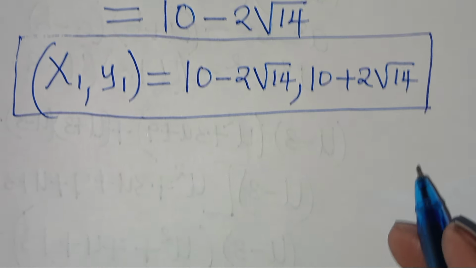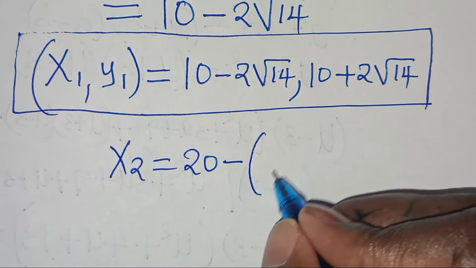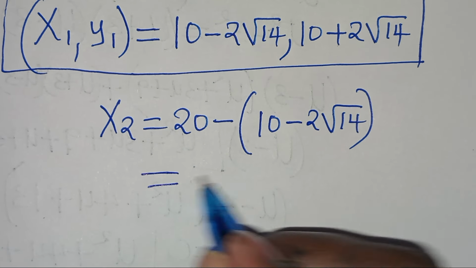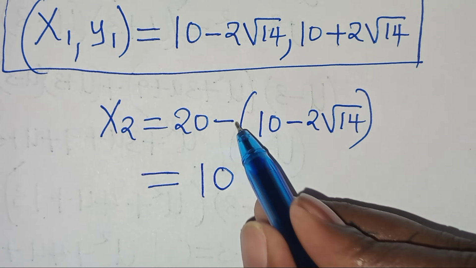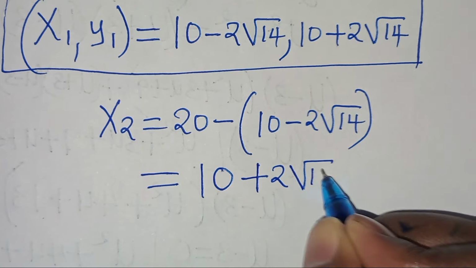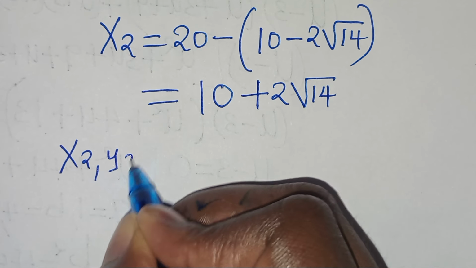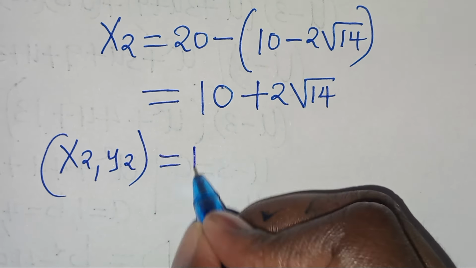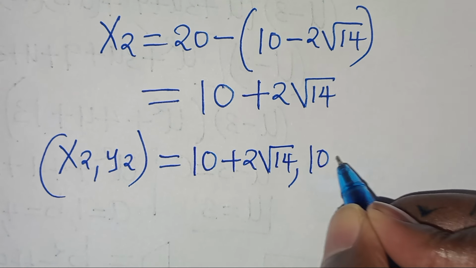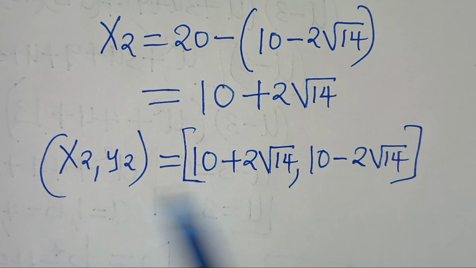Now let's solve for x2. x2 from here, x2 is equal to 20 minus y2. y2 is 10 minus 2 square root of 14. So this is the same thing as 20 minus 10. This is 10 minus times minus 2 square root of 14. This becomes plus 2 square root of 14. So we have that x2, comma y2, this is equal to 10 plus 2 square root of 14, comma 10 minus 2 square root of 14. So this is the second set of solution that we have.